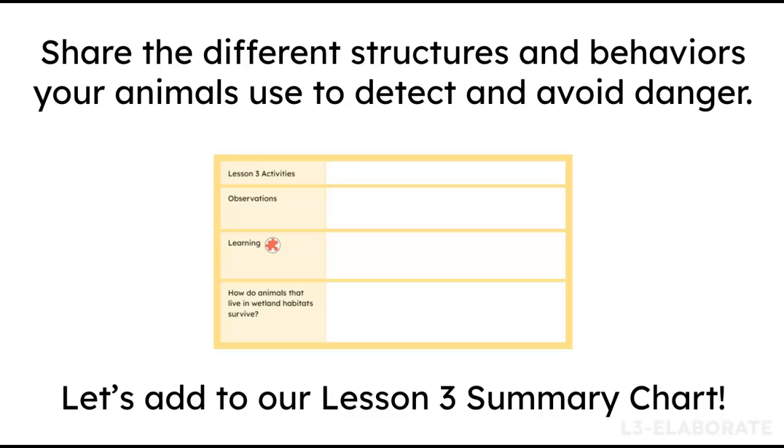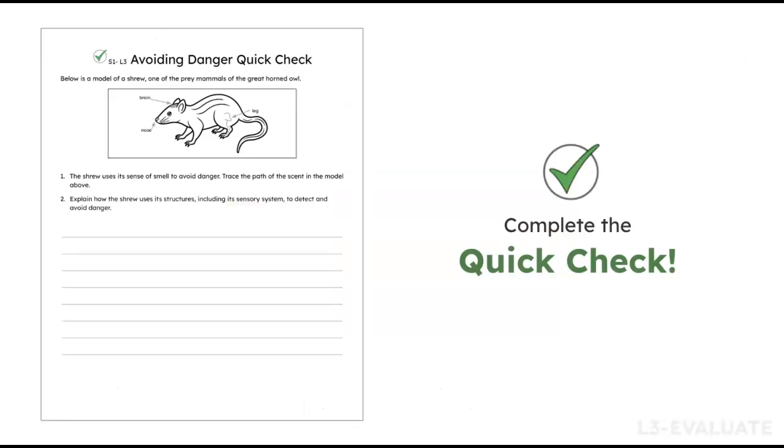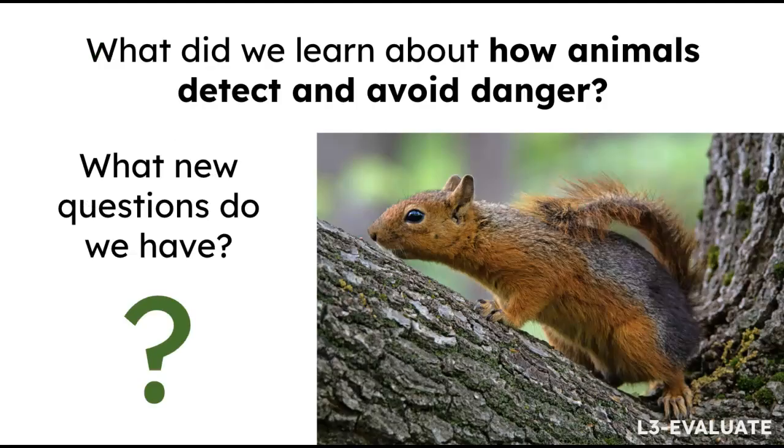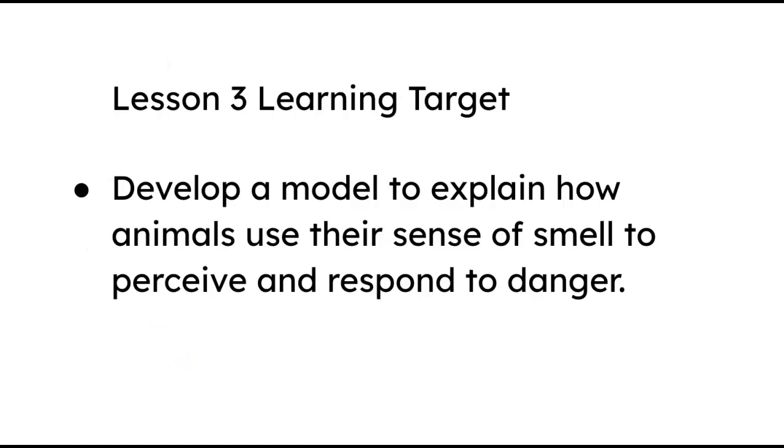After students have added to their models, you'll allow them to share the different structures and behaviors their animals use to detect and avoid danger, then complete the summary chart discussion. For the Evaluate portion, you'll have students complete the Avoiding Danger Quick Check. To support student sense-making across the unit, you'll orient them back to the driving question board. You'll ask students, what did we learn about how animals detect and avoid danger? And what new questions do we have?